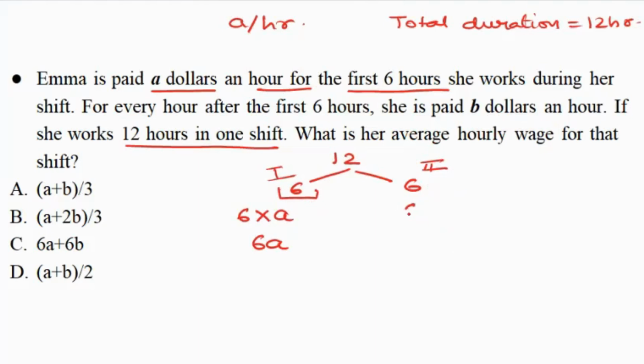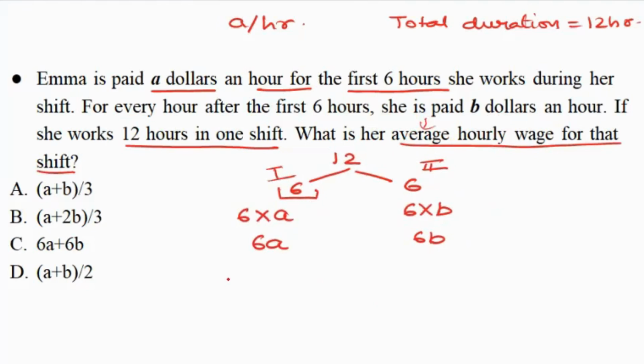So again, we can see if 6 hours are there, and for 1 hour she is paid $B, the total amount will be $6B. Understood? Now the question is asking what is her average hourly wage for that shift. For that particular shift, the question is asking about the average hourly wage. So how do we find the average?